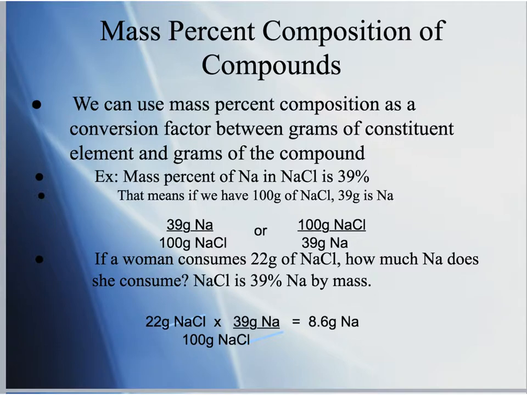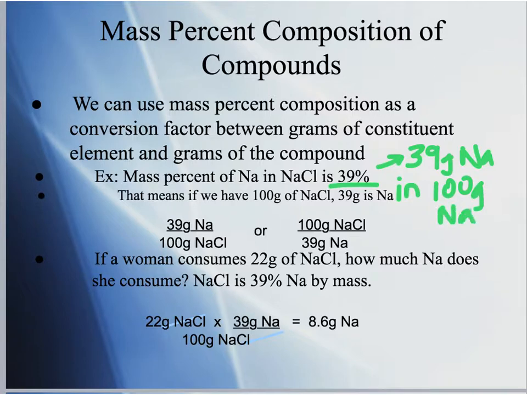if we know the mass percent of sodium in sodium chloride is 39%, what that means is if we think about it in terms of 100, right? Because typically in percentages, we think of something out of 100 of it. So 39% would be 39 grams of sodium, okay, in every 100 grams of sodium chloride. Okay, so we took that percent and we turned it into a conversion factor.